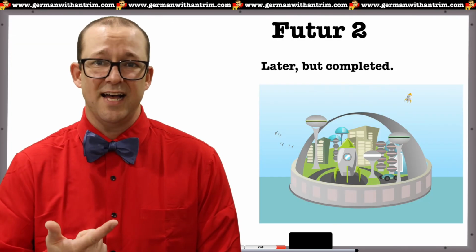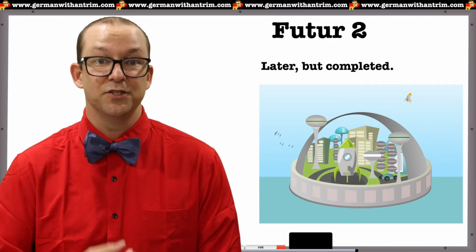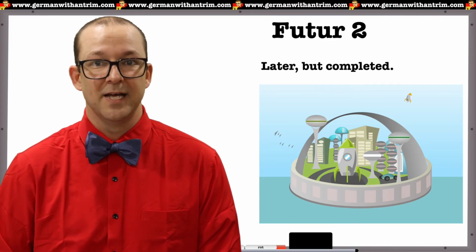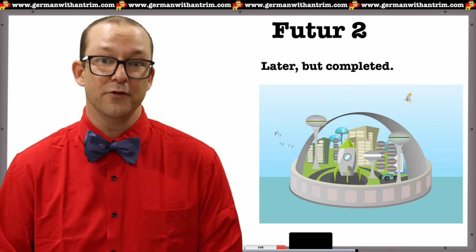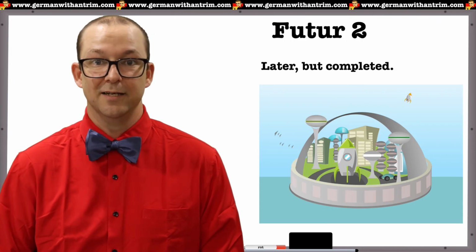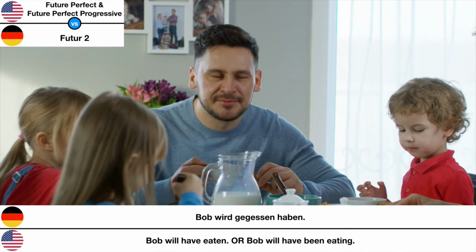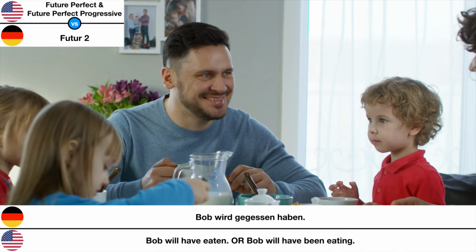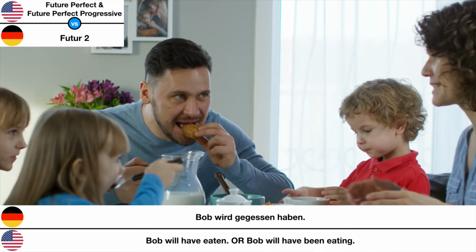For the Futur 2, we're indicating a completed action from the reference point in the future. In English, we distinguish this even further by saying if the action is continued on for a bit before being completed. Bob wird gegessen haben. Bob will have eaten. Or, Bob will have been eating.